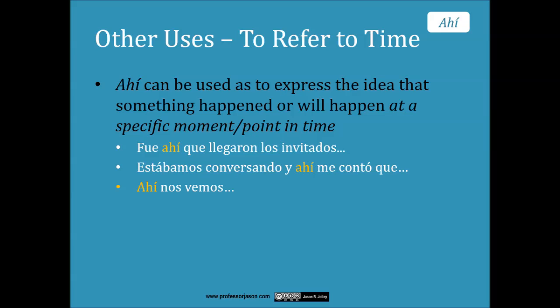Or somebody might be leaving, and I'm going to say, okay, I'll see you then, right? Ahí nos vemos. I'll see you then, right? There's already an understood point that we're going to meet up. Ahí nos vemos, right? So, to refer to a specific moment or point in time.